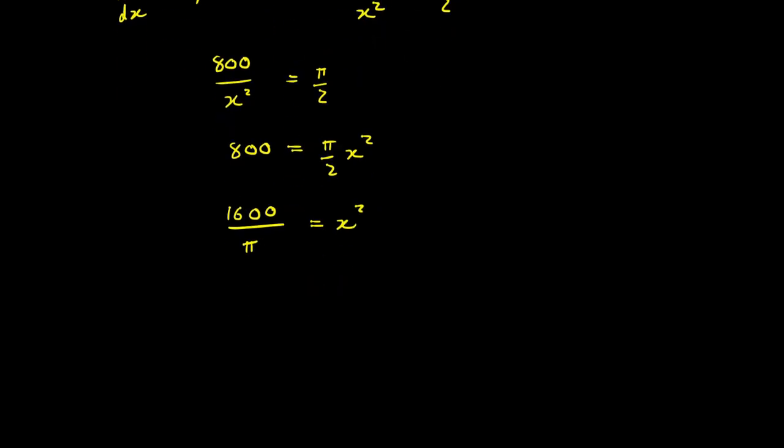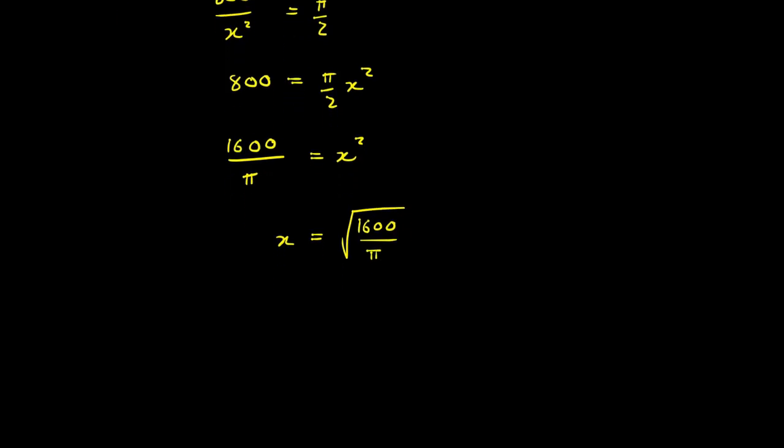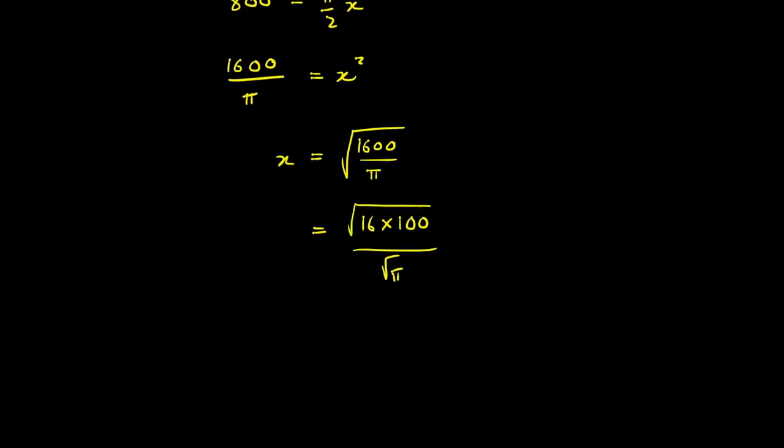And so x is going to equal the square root of 1600 over pi. Now, we can simplify that, right? Because the top is 16 times 100. If we square root that over the square root of pi, well, the square root of 16 is 4, and the square root of 100 is 10. So the top is going to be 40 over the square root of pi.